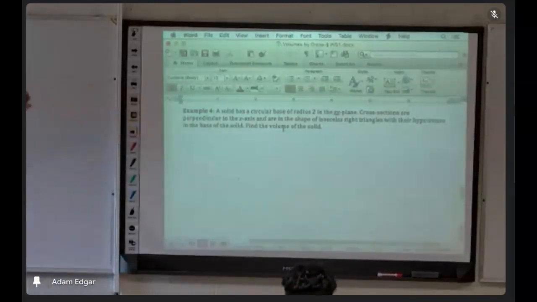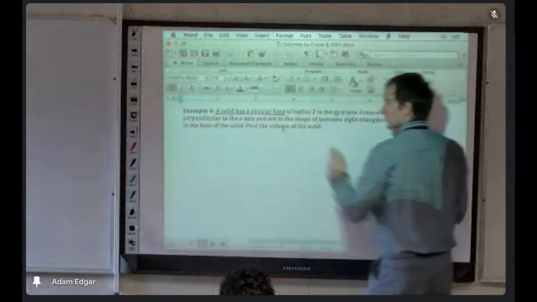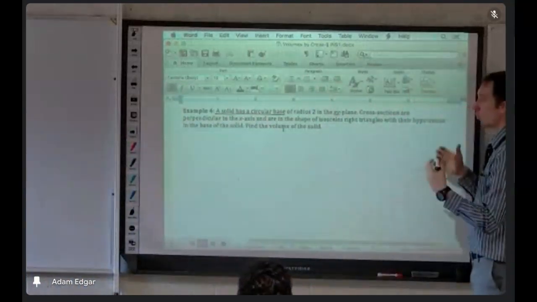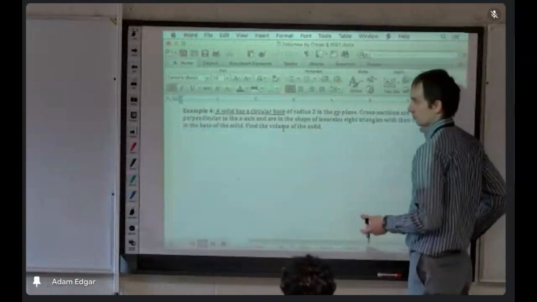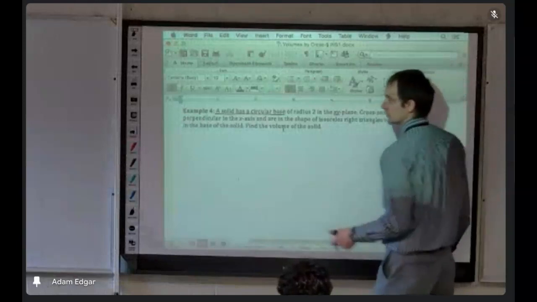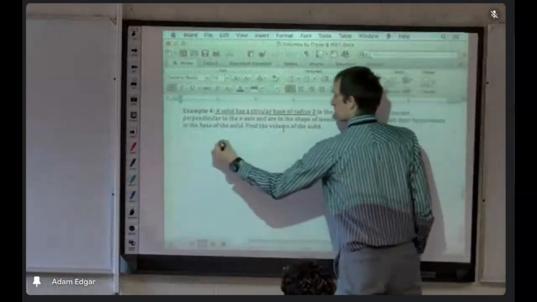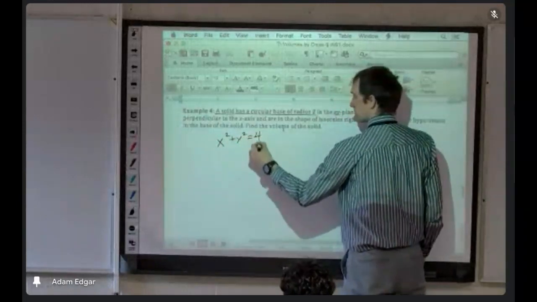We see the word circle, you might think, oh, cool, circular cross sections. No, that's the base. So, example 4, let's try to set this one up. A solid has a circular base of radius 2. What's the equation for a circle of radius 2? Not the area equation, like the equation that makes a circle. X squared plus y squared. All right, x squared plus y squared equals 4.